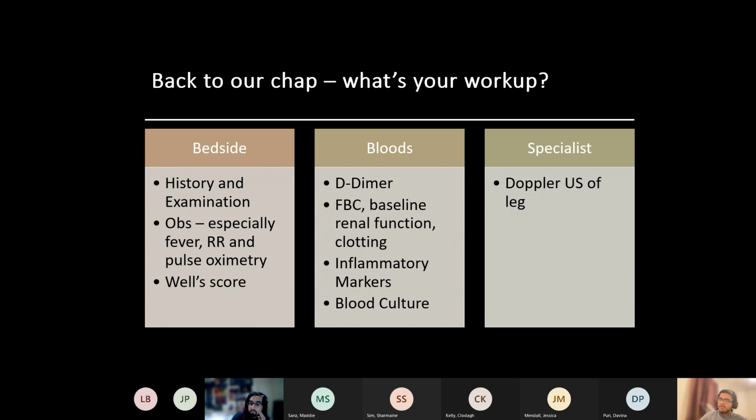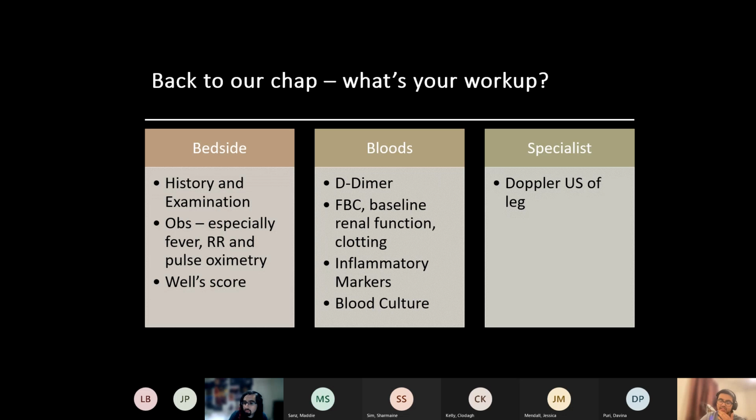Because D-dimer isn't our go-to blood test, right? It's not like the first thing we're going to order. Full blood count. Why do you want that? Sorry, I'm like an old doctor. You have to justify every investigation you want.